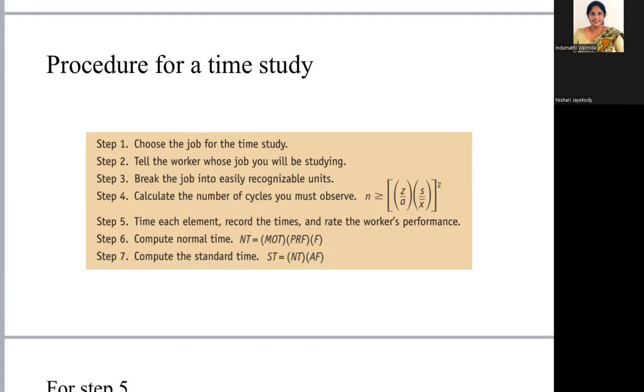The next step is to compute normal time. That is the more important one. We compute the normal time for each work element by multiplying the mean observed time by the performance rating factor by the frequency of occurrence.